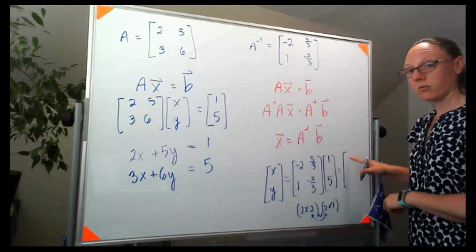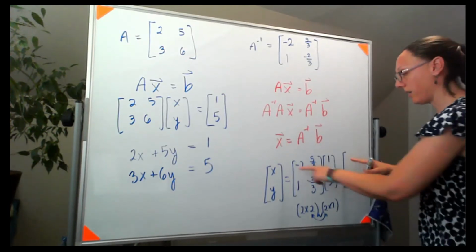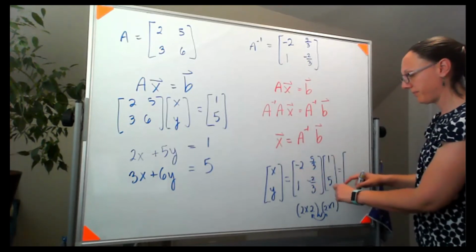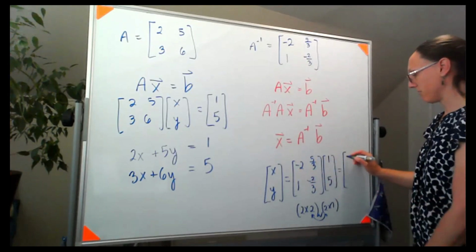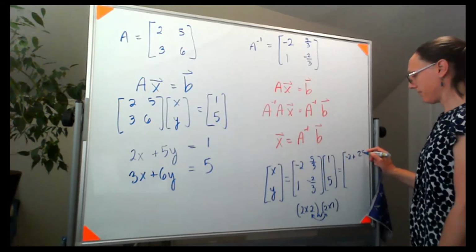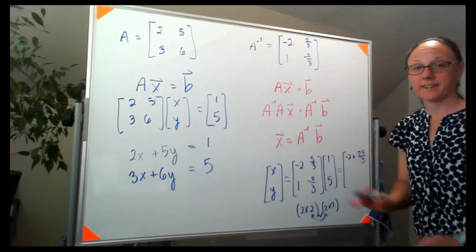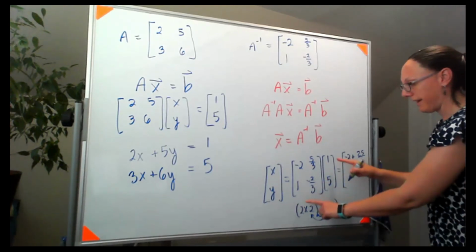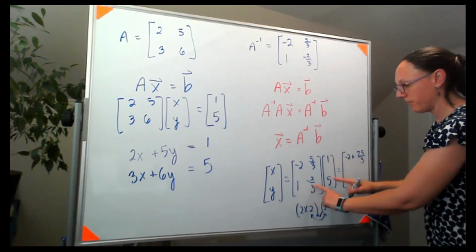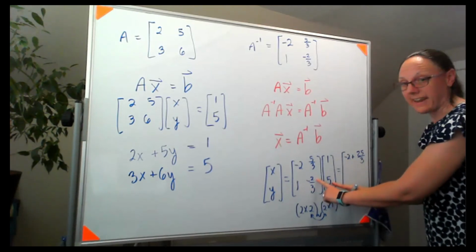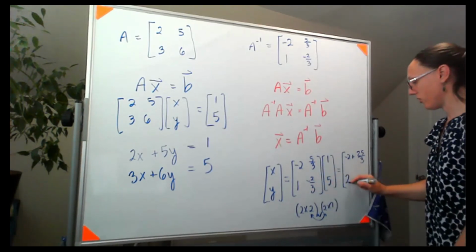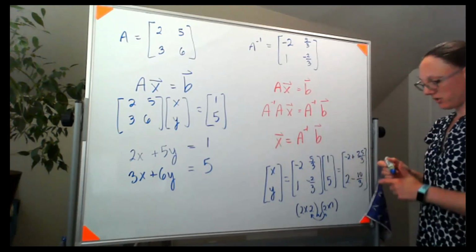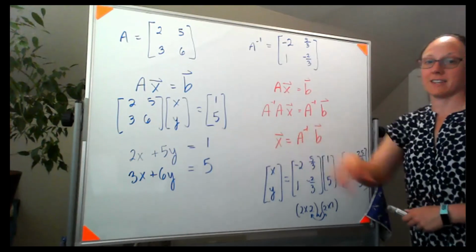So to get row 1, column 1, row 1 times column 1, I'd have -2 plus 25/3. I don't know what that is. I'm just going to leave it alone. Here, to get my y component, I'd have 2 plus -10/3, or 2 minus 10/3. And that should be the solution to this system of equations.